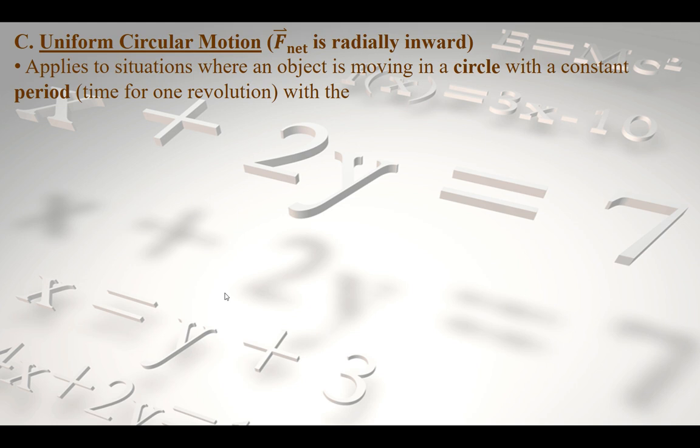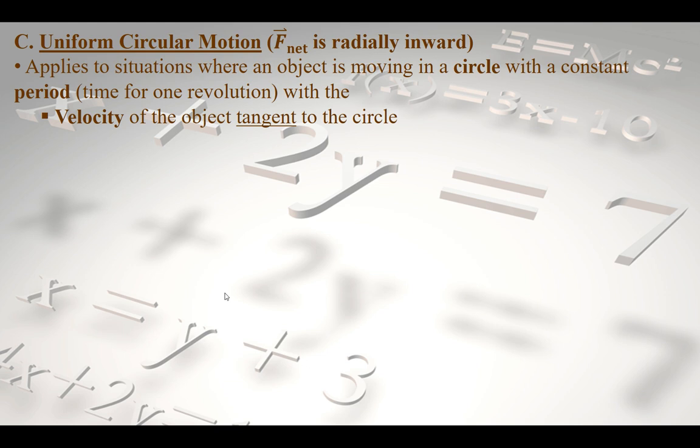So for example, if you were on the bottom of a Ferris wheel and it took 30 seconds for you to go around the circle a single time, on the next repetition you would also have to take 30 seconds to go around the circle for the motion to be described as uniform circular motion.